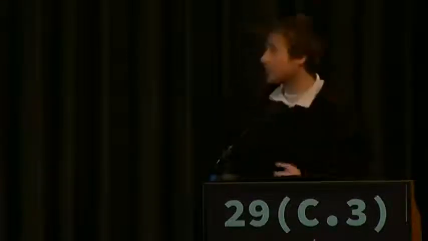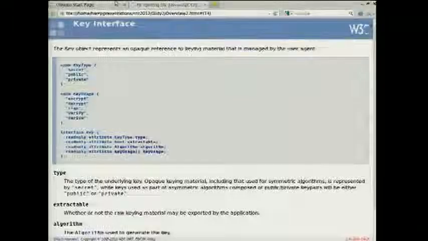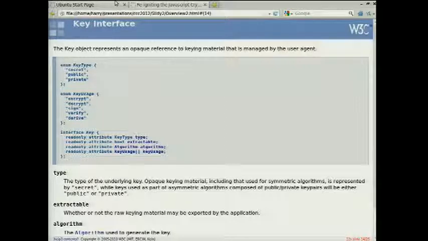We have a key interface, and again, none of this is rocket science. This is more or less how I think many people would imagine a JavaScript crypto library looking. We will have, of course, types of keys. We distinguish secret keys from non-secret keys, public keys from private keys, and keys that can be extracted from ones that can't. Obviously, you don't want your private secret key to be extracted, and that's quite important.